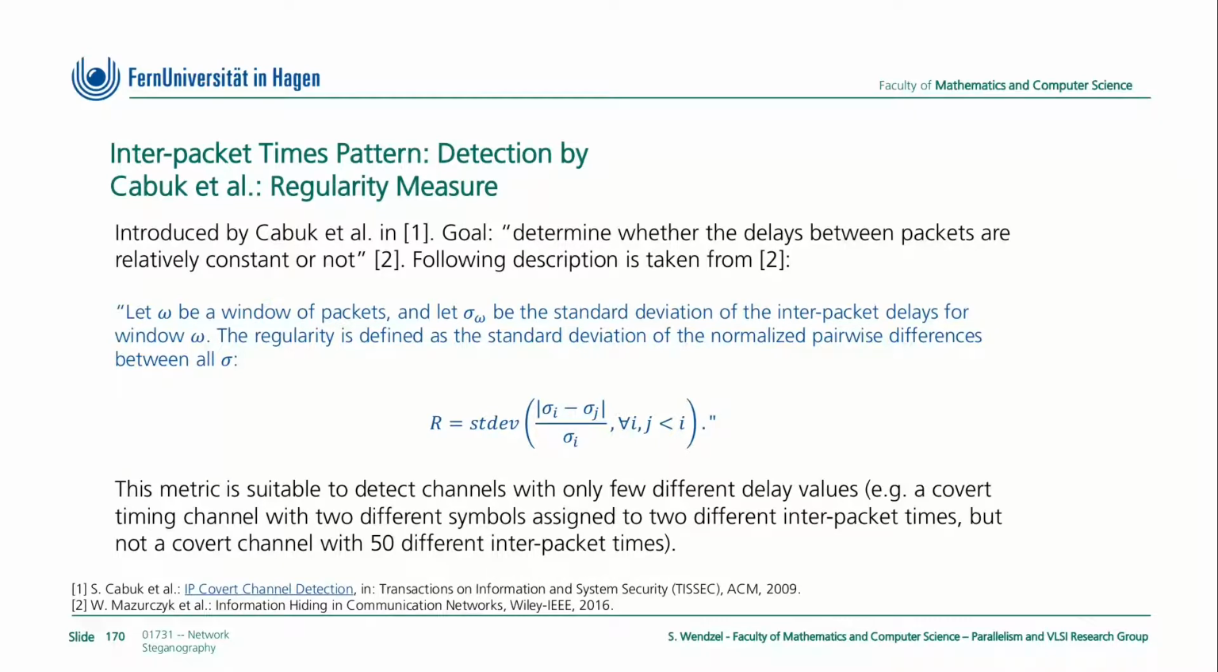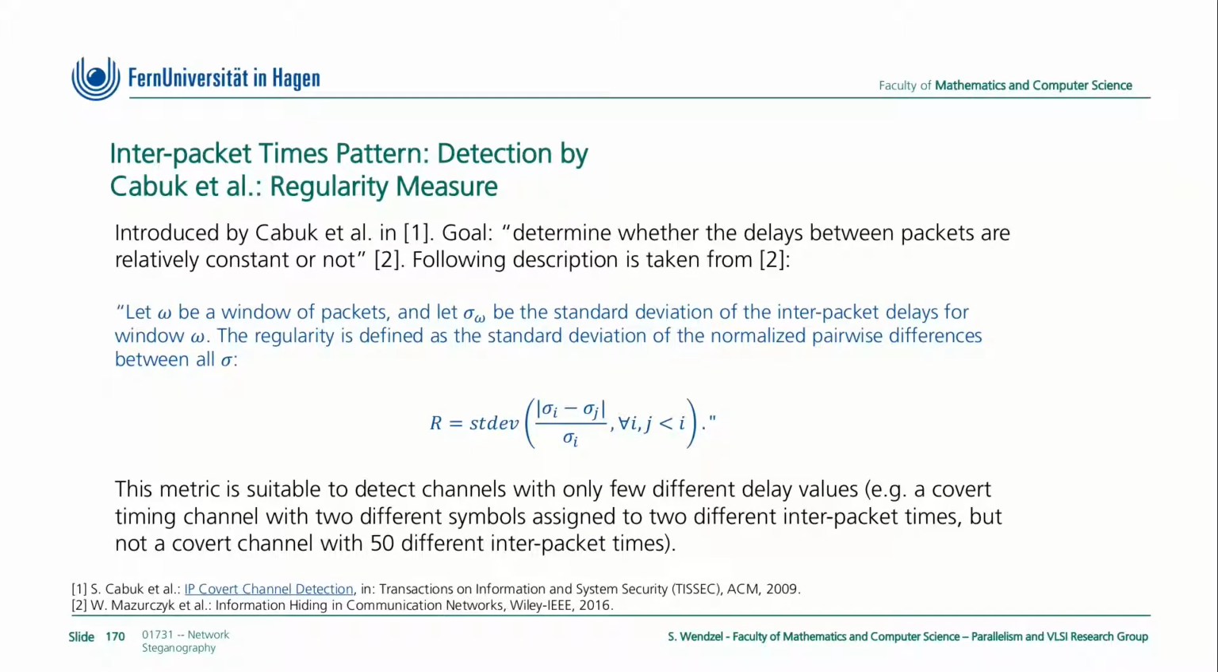Another approach that I want to highlight, at least briefly, is the regularity measure that was used by Cabuk et al. So the goal there is to determine whether the delays between packets are relatively constant or not. And as you know, a covert channel that, for instance, uses two different symbols usually has constant delays because it has very few different delays. If you have one delay of 1 second and another delay of 2 seconds, then these patterns are also, of course, detectable with the other approaches described by Cabuk et al., but also here. So this is essentially based on the standard deviation.